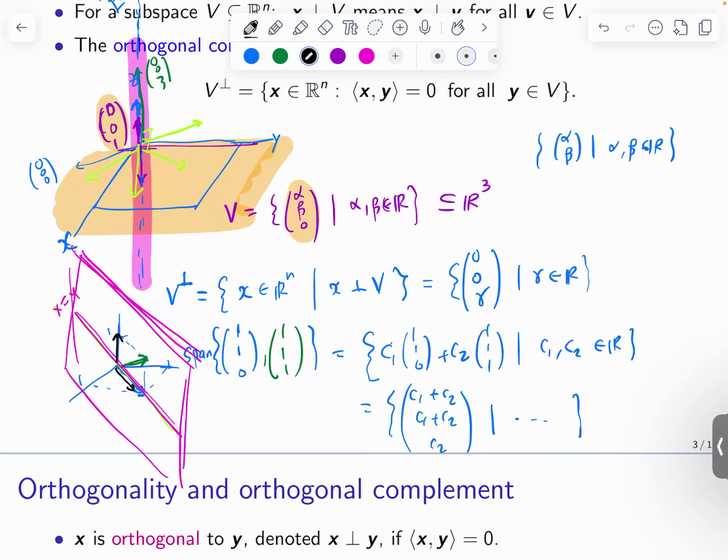And this will have an orthogonal complement. Can anyone imagine what the orthogonal complement would be? Would it be all points on y equals negative x? Yes, that would be correct. So if you want to figure out one vector that's orthogonal to this, it would be, for example, (1, -1, 3). At least this line, yeah.